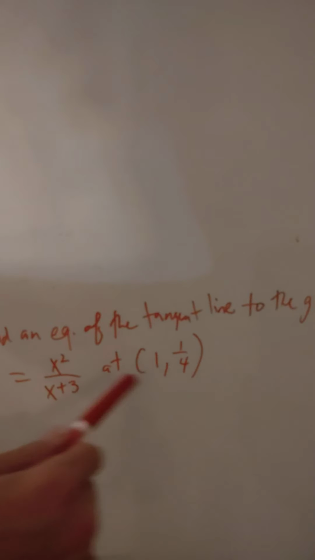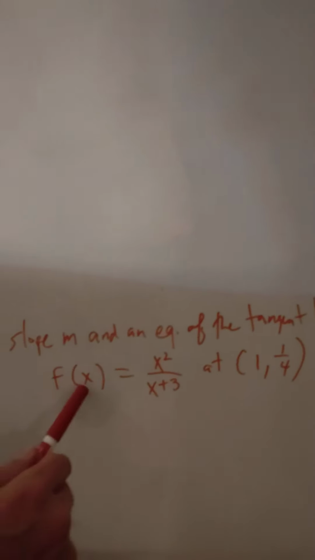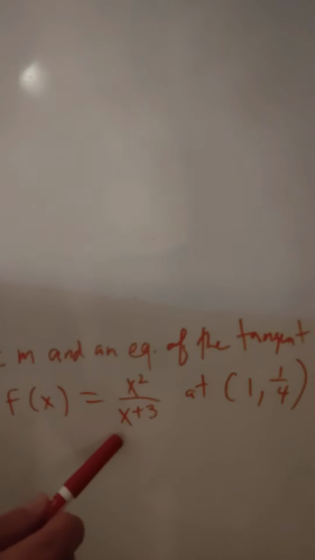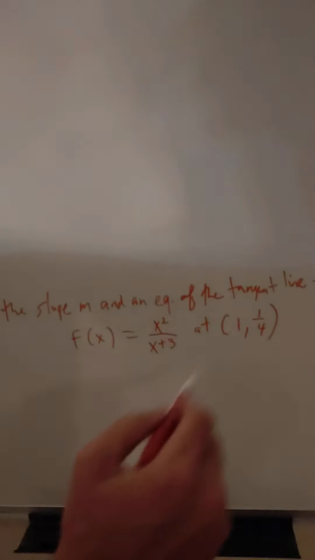So here's the question. Find the slope m and an equation of the tangent line to the graph of this function f of x equals x squared over x plus 3 at this point 1 comma 1/4. Notice when x is 1, what is f of 1? It's going to be 1 over 4. So that's why this 1/4 is there, because when you input 1 for x, you do get 1/4 for y. So this point is on the graph of this function. We want to find what is the slope of the tangent line at that point.